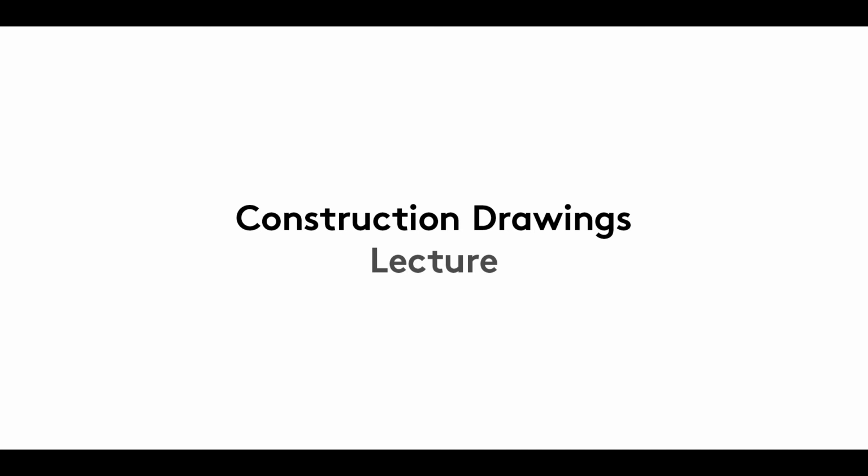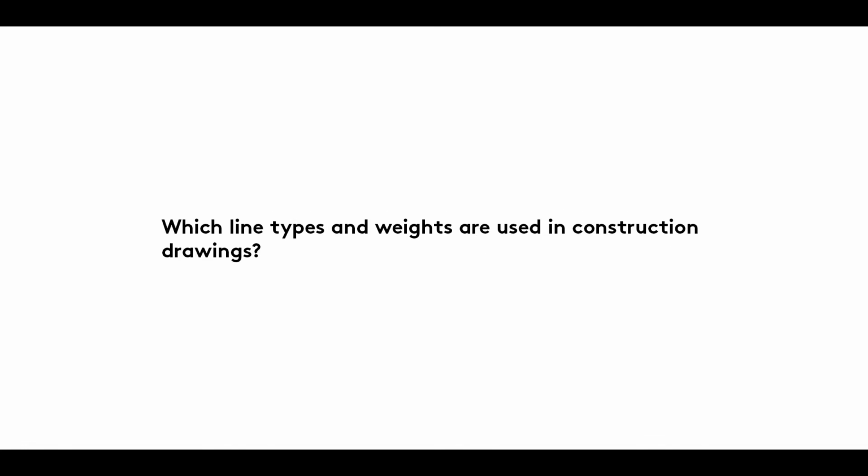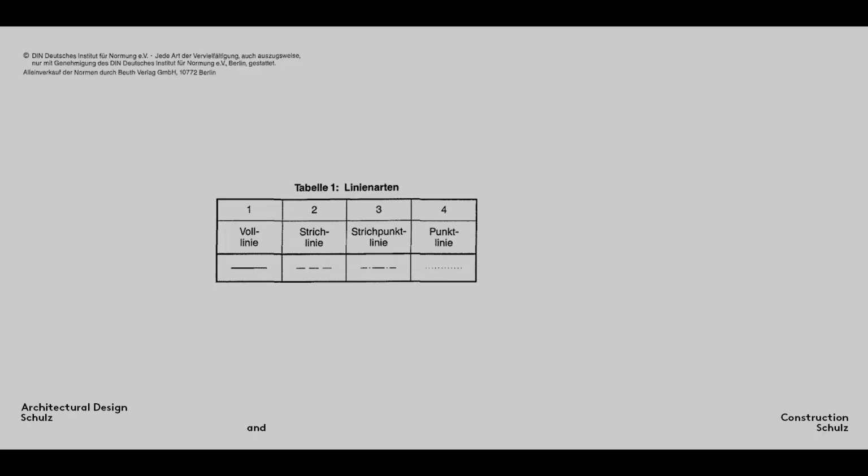Welcome to the third film in our Construction Drawings series. It deals with the different line types and weights used in construction drawings. A look at DIN 1356-1, Table 1, shows us the different types of line that exist.